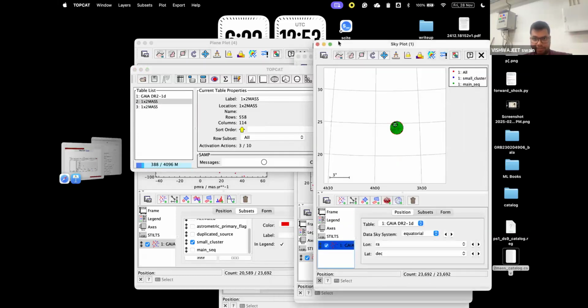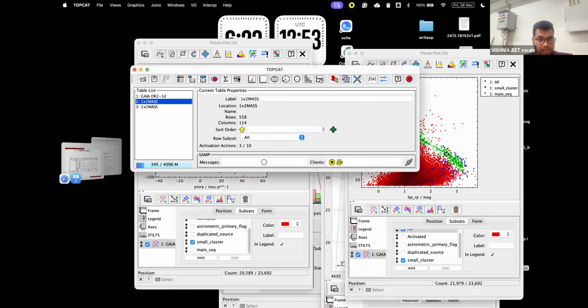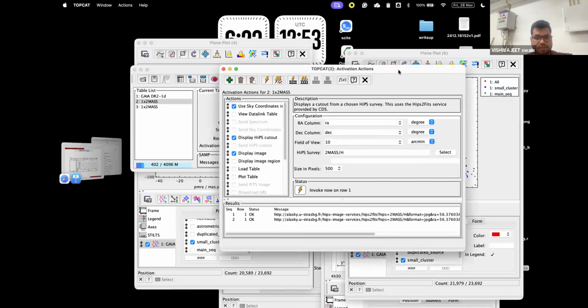So currently this plot is out of the full Gaia catalog. And then the last thing, which is very interesting from this service, is going to this service. If you click this, it will open up a new window. In this new window, you can click on something like display HIPS cutout. If you click that, you will get the chance to select which survey you want. This particular click is basically to view the image.